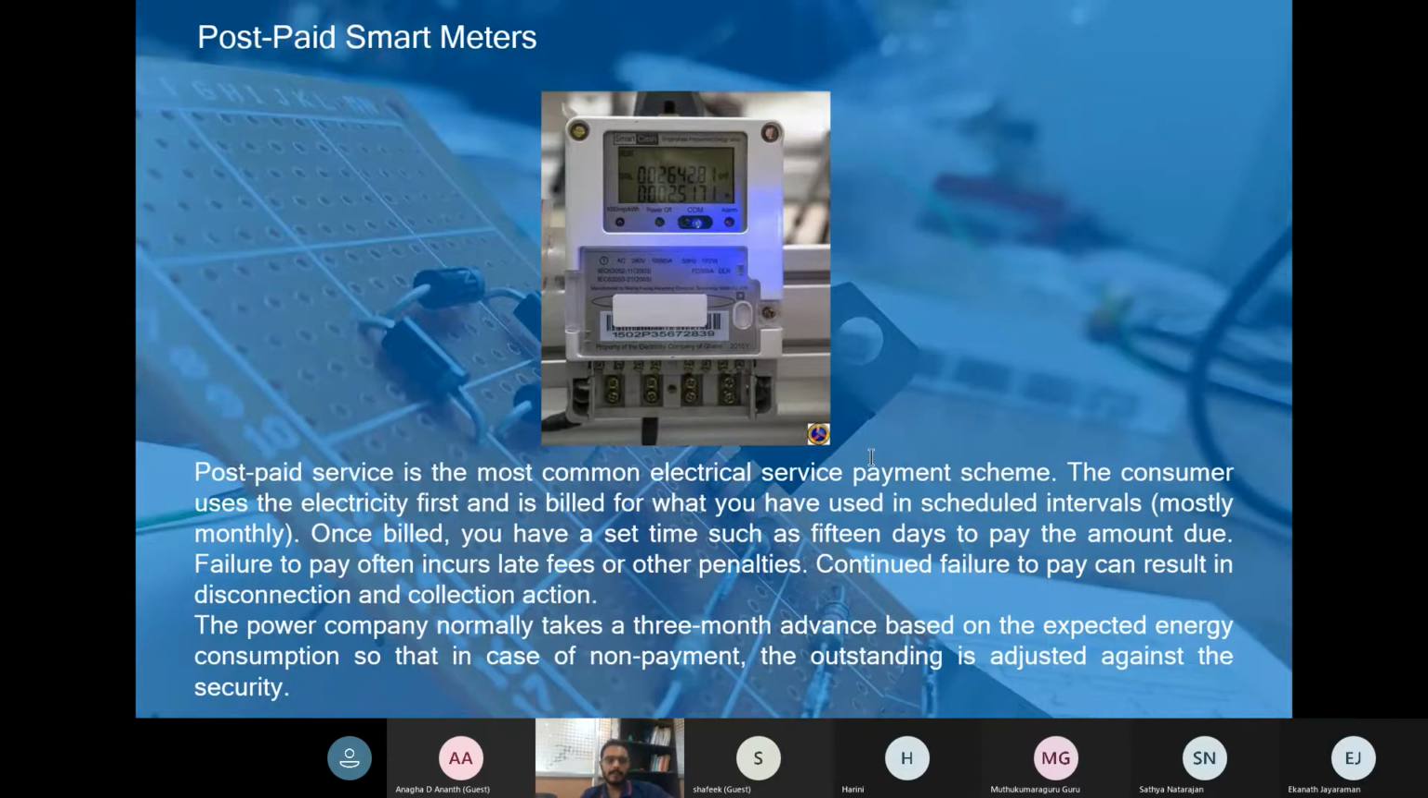The power company normally takes a 3-month advance based on expected energy consumption, so that in case of non-payment, the outstanding is adjusted against the security. So there are prepaid and postpaid versions in this category. Prepaid is also becoming more popular. It also gives a rebate of 2% as a discount.